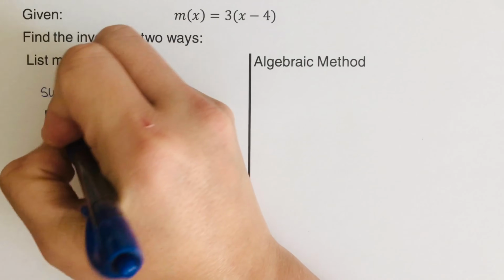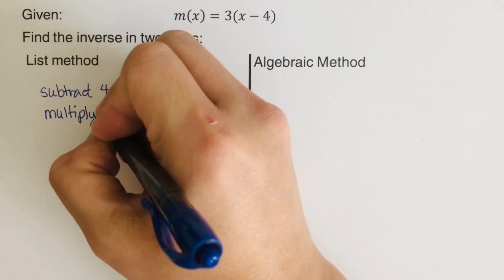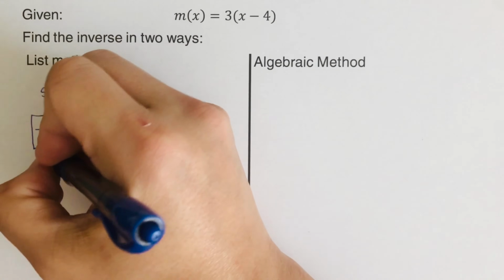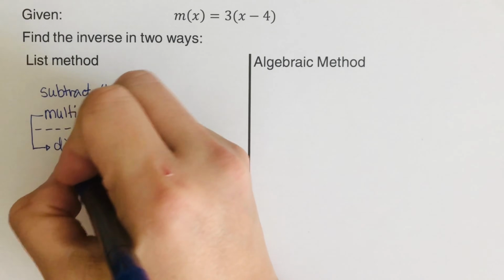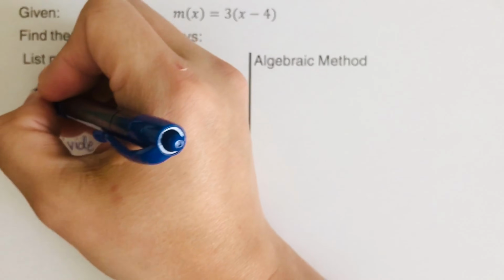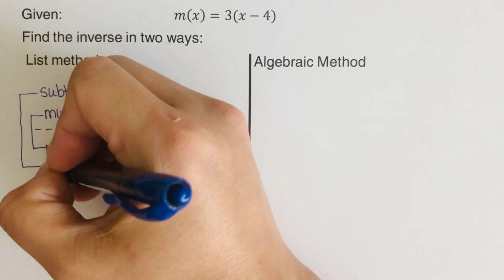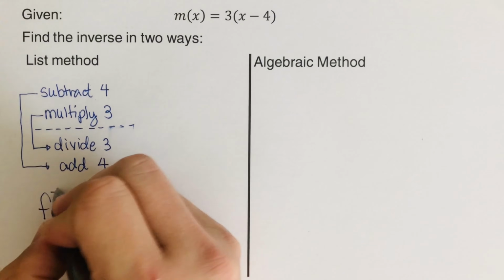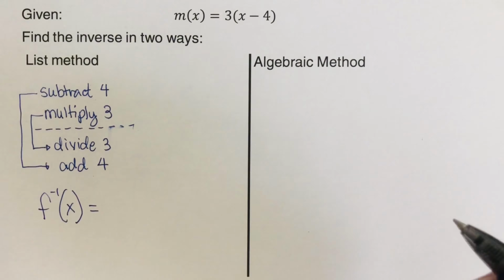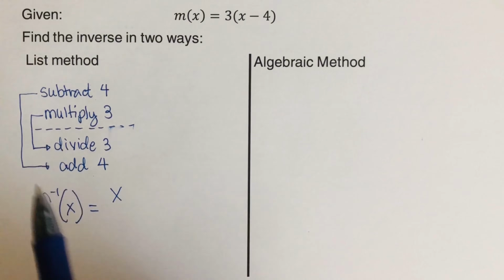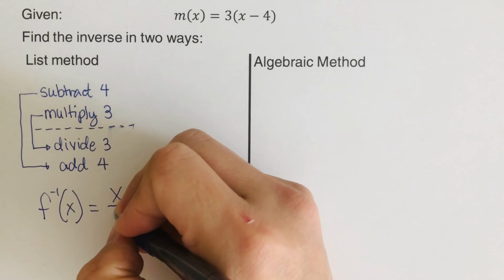So multiply by 3. And then we do the reverse of this. So instead of multiplying by 3, I will divide by 3. So the opposite of multiplication is division. And then the opposite of subtraction is addition. So I'm going to add 4. So if I have f inverse of x that is equal to, I write x first. The steps that I will have to follow would be this. From the x, I will divide by 3.